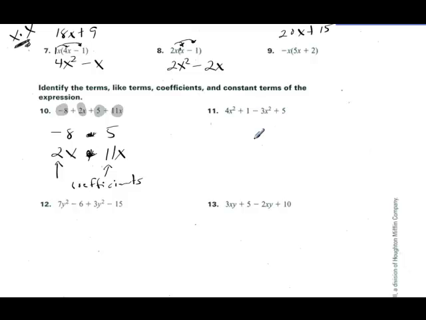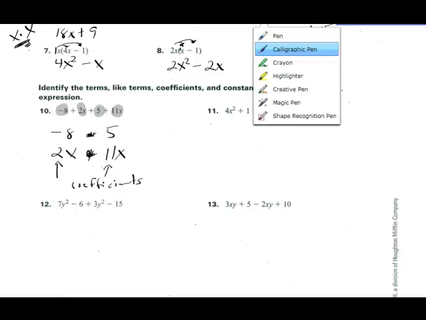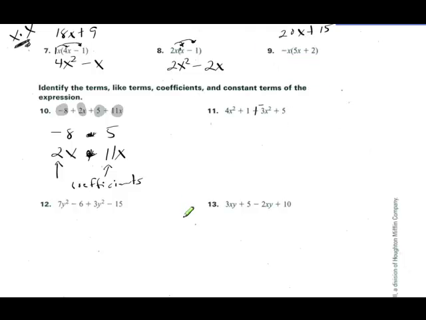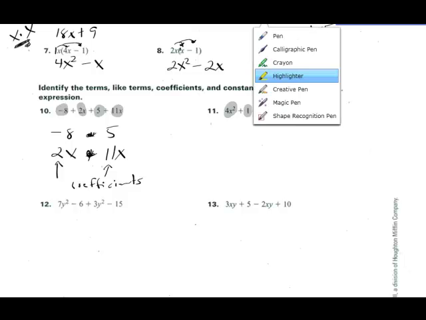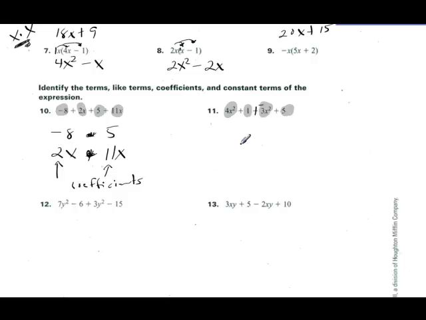Okay, let's go to 11. So let's do our same chain switch. How many terms are there? 4 terms. Okay, 4x squared, 1, negative 3x squared, so that's why we put that same chain switch, and then 5. What are my like terms? 1 and 5. Okay, 4x squared and 3x. What kind of term is this?